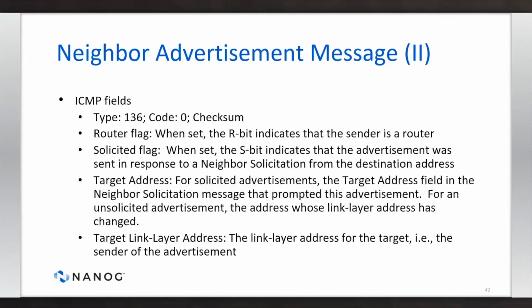A router flag that tells you whether the neighbor is a router. A solicited flag that tells you whether the advertisement was sent in response to a neighbor solicitation. A target address: for solicited advertisements, it's the target address field in the neighbor solicitation message that prompted the advertisement. For unsolicited, it's the address whose link layer address has changed.